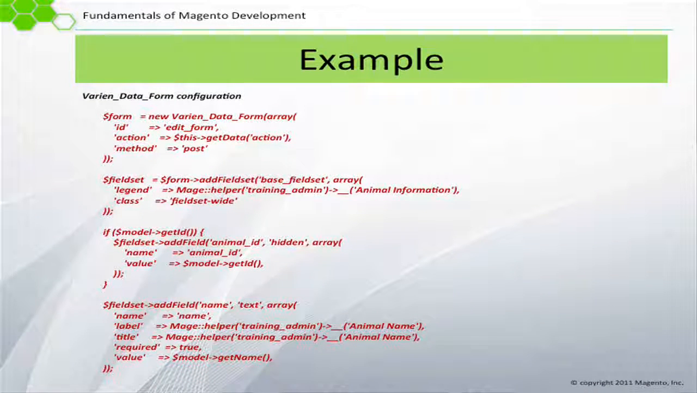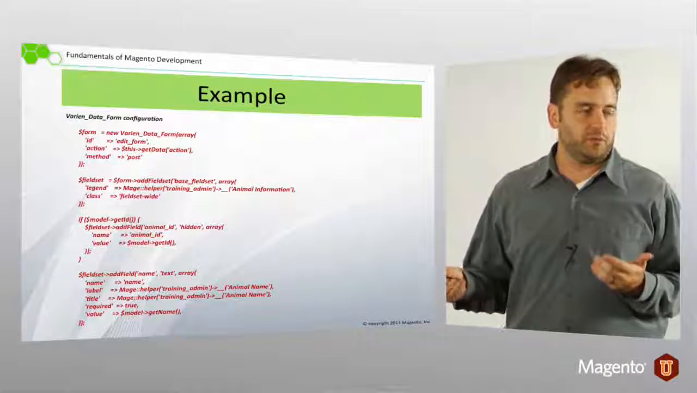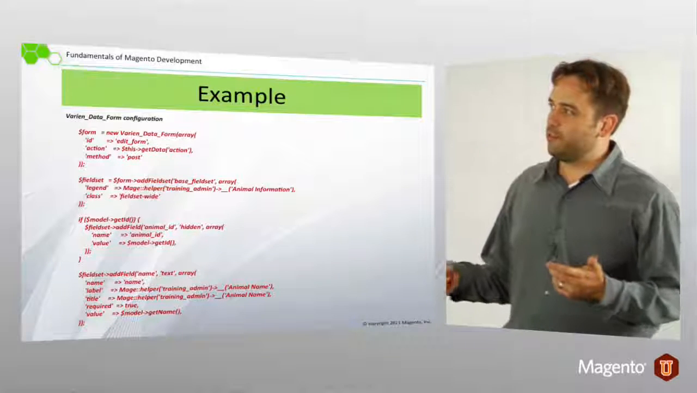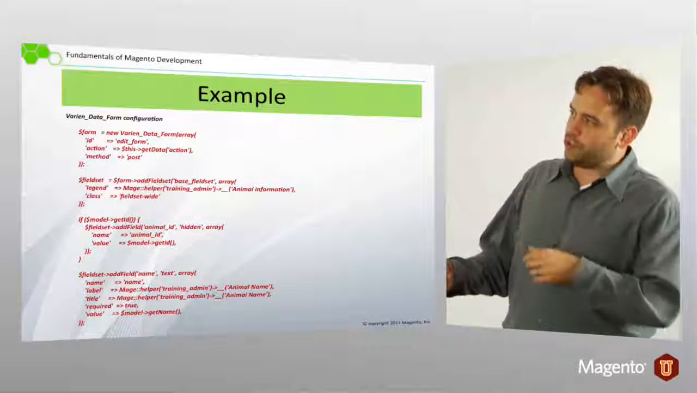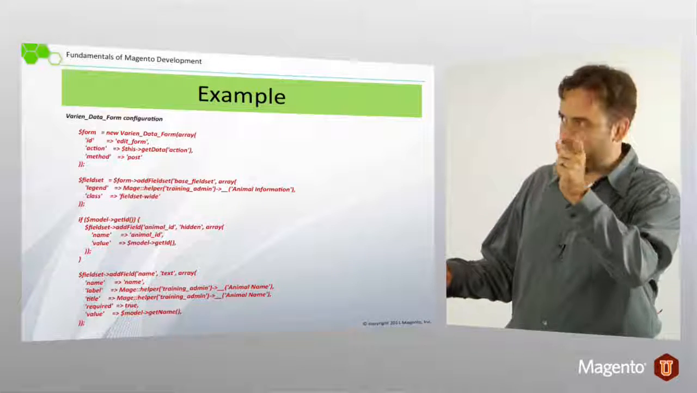So, variant data form configuration. Let's say we are setting up a new variant data form, and you see here we're using new, and that's because these don't have a factory method associated with them, so they are instantiated directly. So in this case, we're adding a field set, and we're adding a class, and the legend that would be displayed.